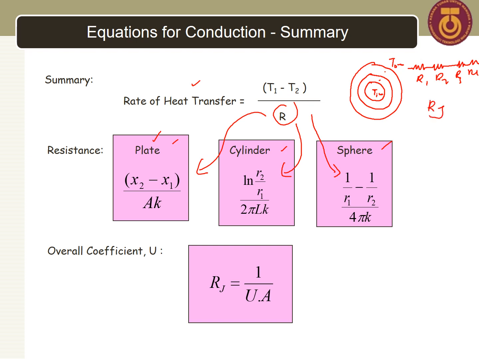And when the heat transfer system involves more than one mechanism, meaning not just conduction or not just convection, then you need to use this overall coefficient to calculate the Q. And you need to know the relationship between the Rj and the overall coefficient. Okay, I guess I have summarized what we have gone through.